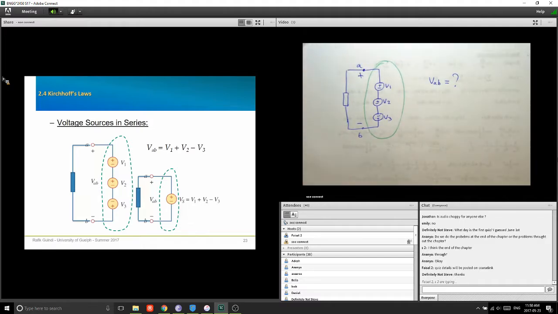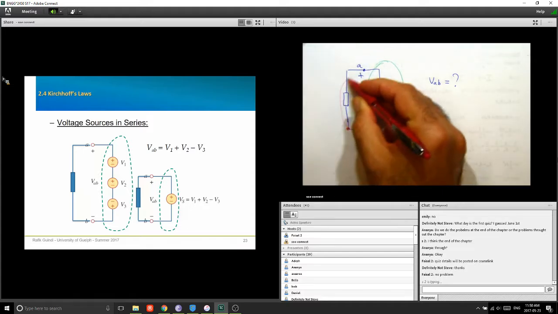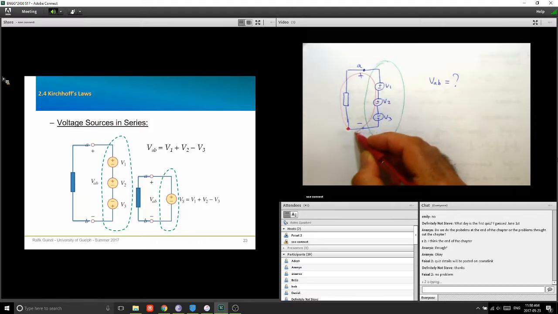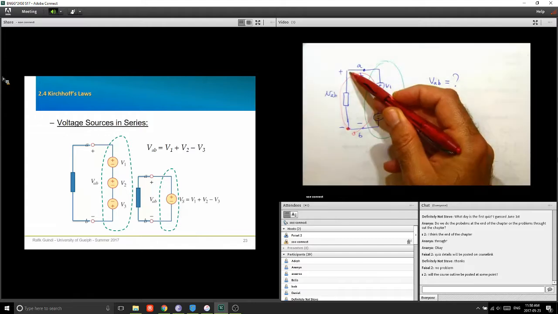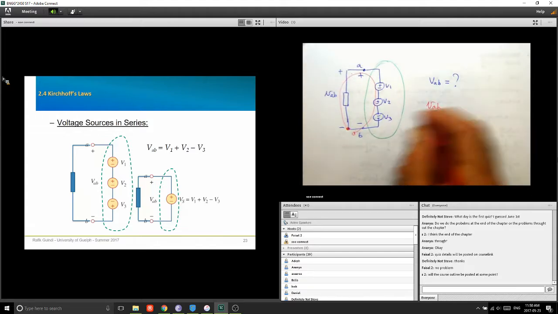So the way to do that is going to be through KVL. I'm going to start from this node, and I'm going to go all around. Now from here to here, this is a rise of a value VAB. That's a rise.